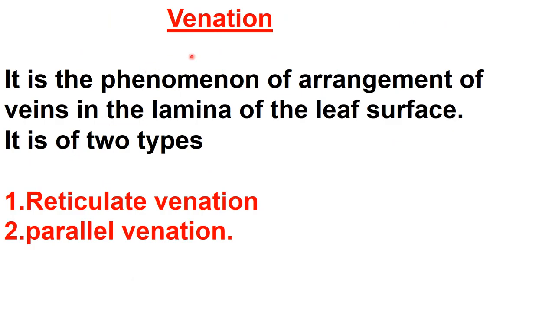Now next topic is venation. And what is venation? It is the phenomenon of arrangement of veins in the lamina of the leaf surface. In the lamina of the leaf, how the veins are arranged, that arrangement is called venation, and it is of two types. This venation can be of two types in leaves: reticulate venation and parallel venation.